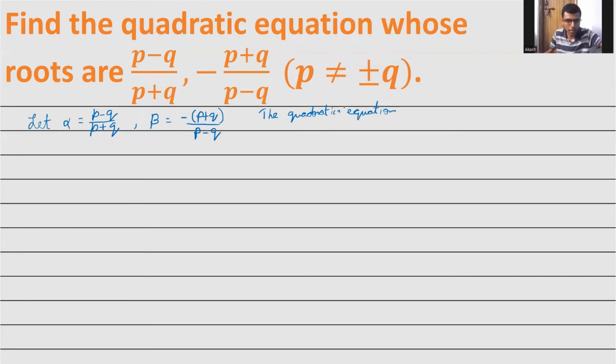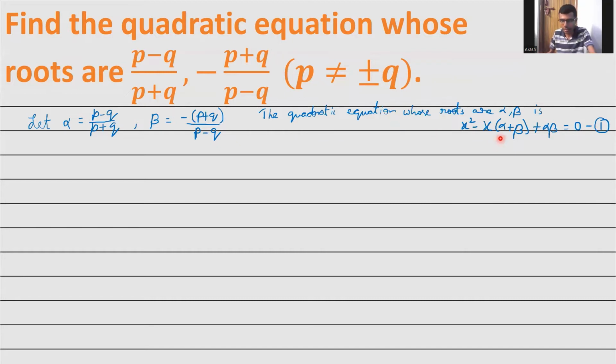The quadratic equation whose roots are alpha, beta is x square minus x into (alpha plus beta) plus alpha beta is equal to 0. Okay, I'm going to take this as equation 1.